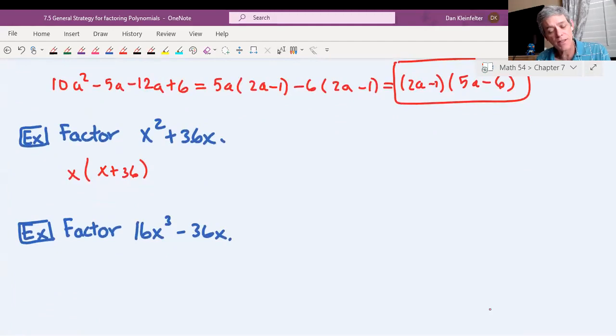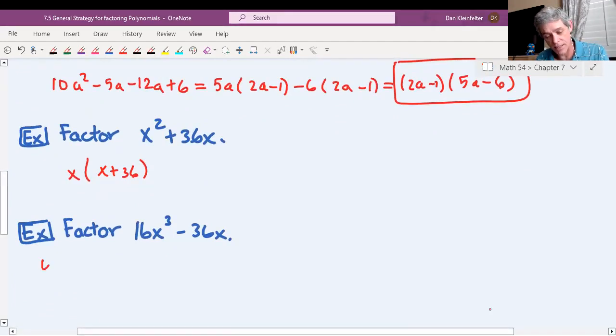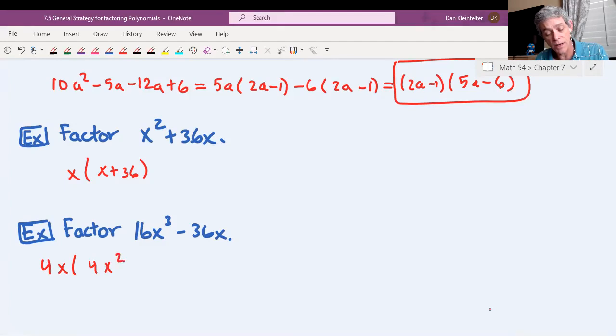16x cubed minus 36x. For this one, there's a common factor of 4x that can be brought out. If we factor out our 4x, we'll be left with 4x squared minus 9. Double check by multiplying. 4 times 4 is 16. x times x squared is x cubed. Looks good. In the back, it also looks good.